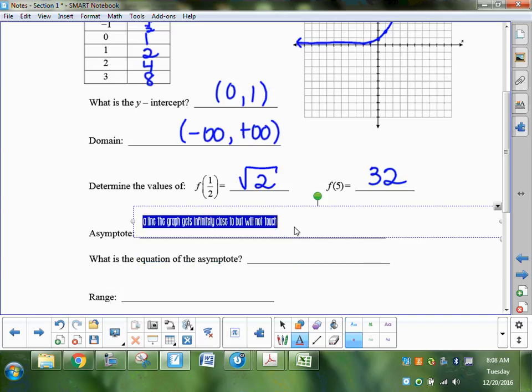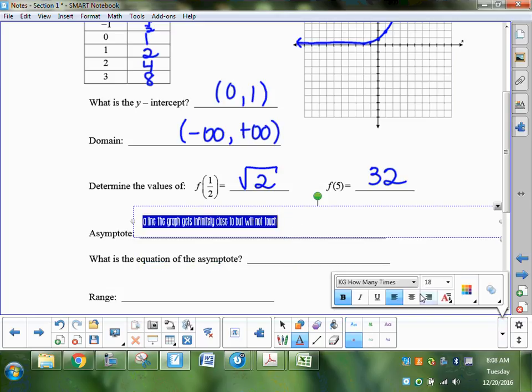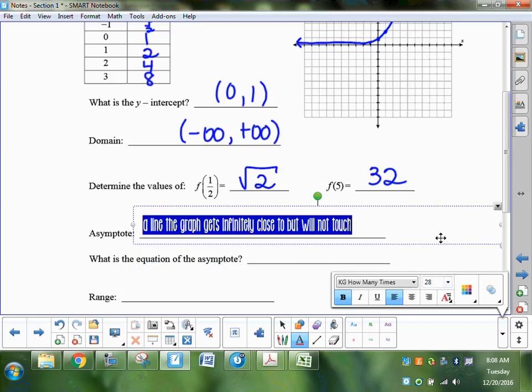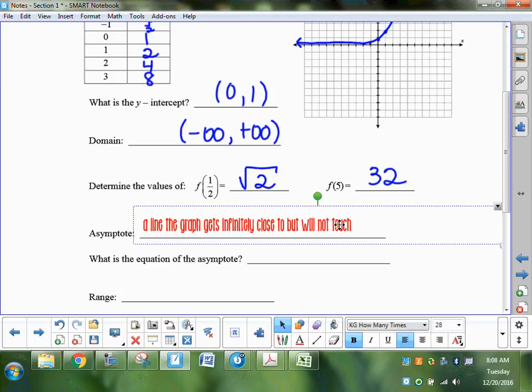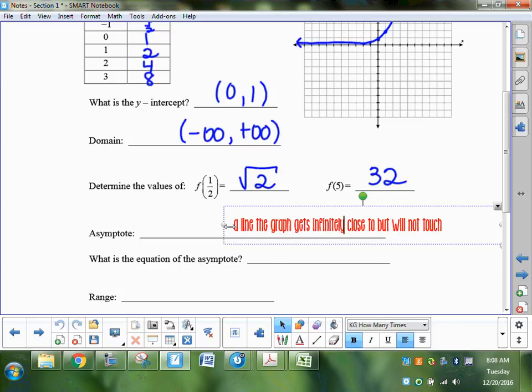Mr. Matt, is the exponential graph a parabola? Nope. It's just an exponential curve.